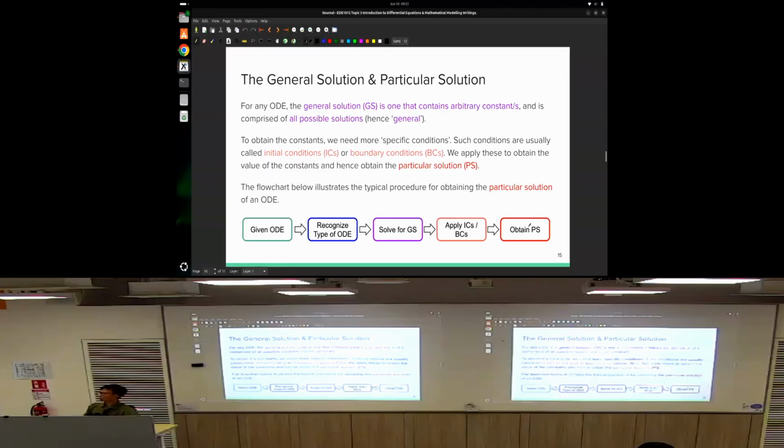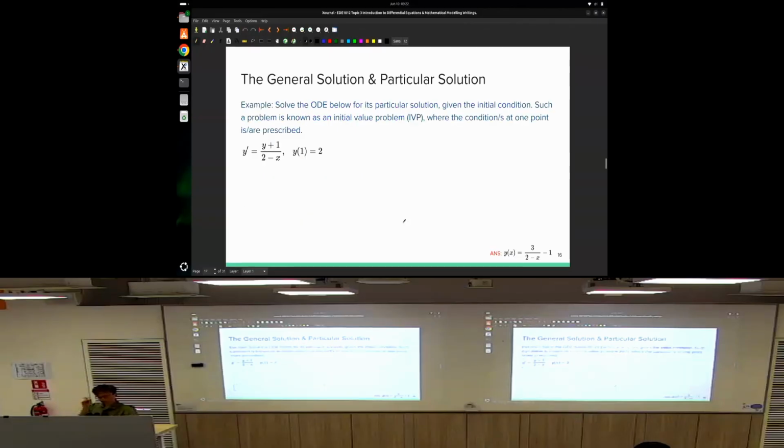In the event that you are not given the initial or boundary conditions, you can at most only solve for the general solution. So you might get a question like that in your midterms as well.